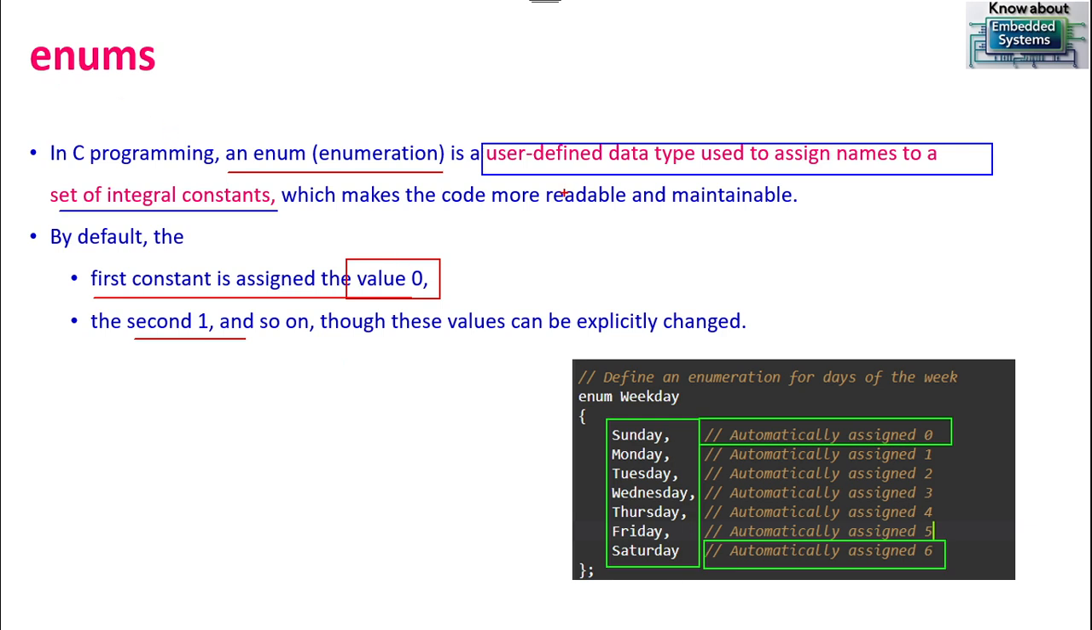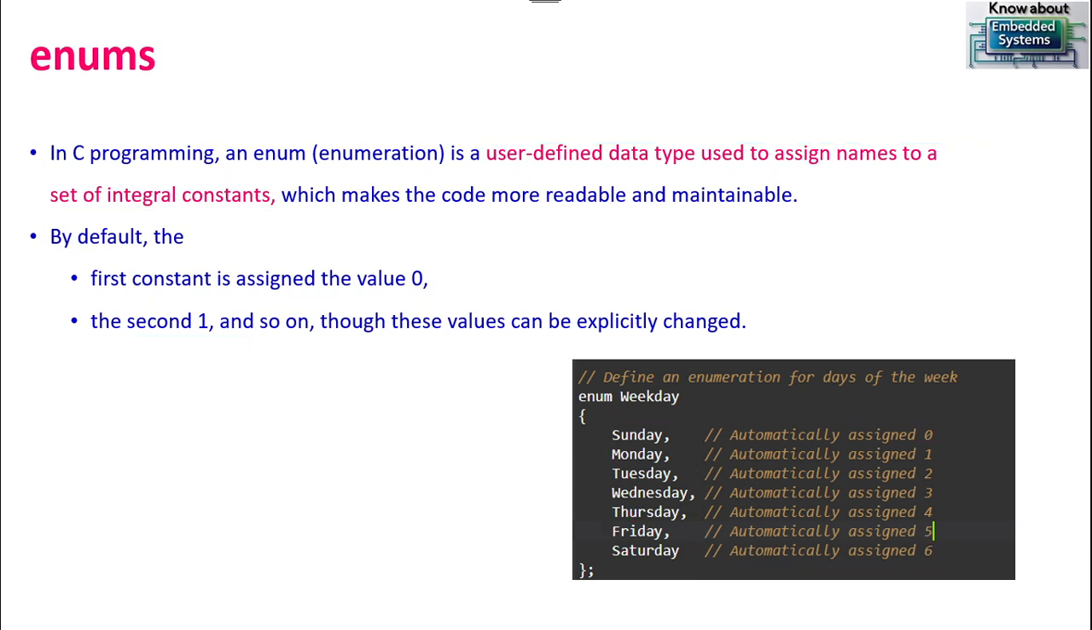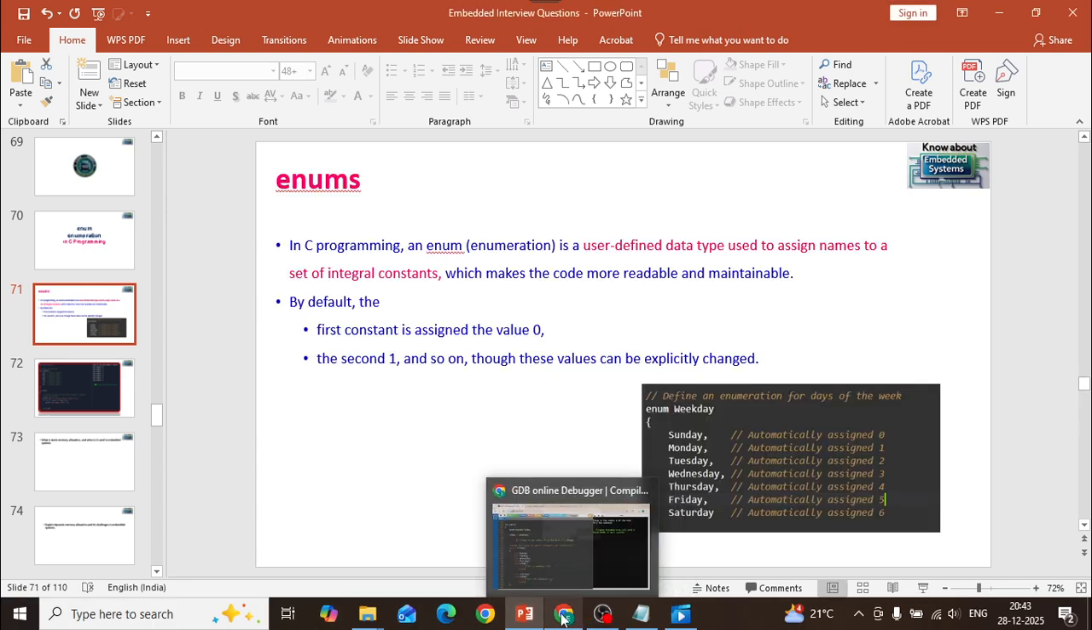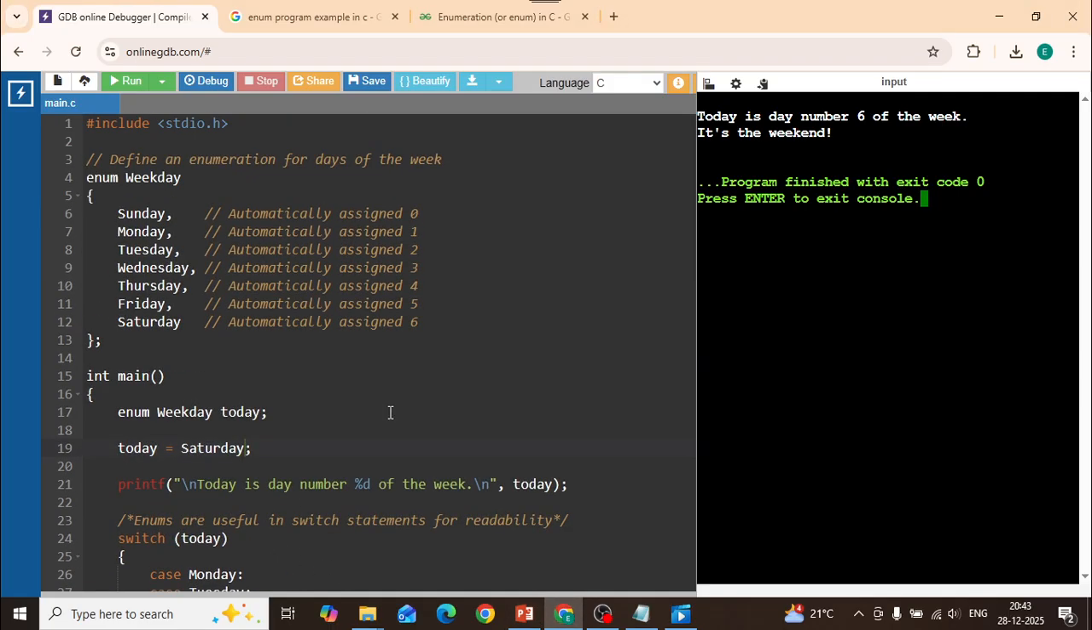So what is enum? Enums are user-defined data types which are used to assign integral constants to the names. Okay, like this. Now let us see one coding example, with that we will try to understand how the enums work.